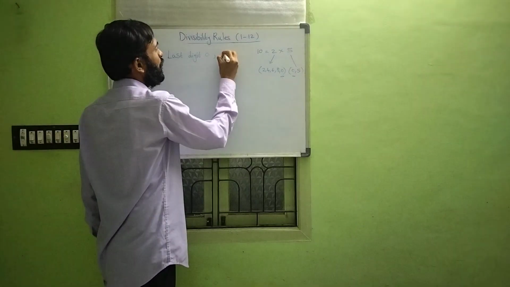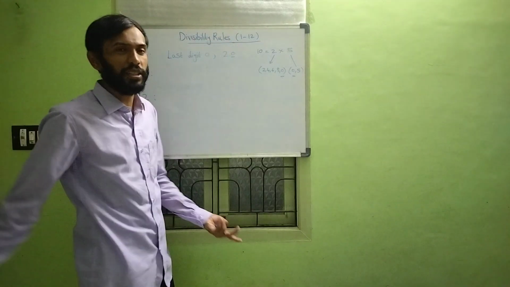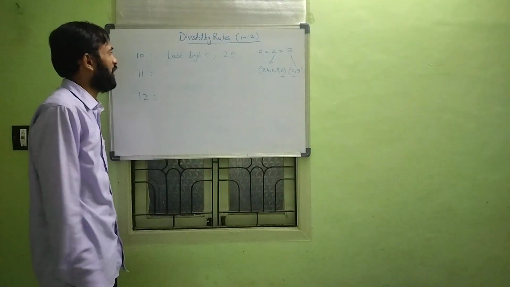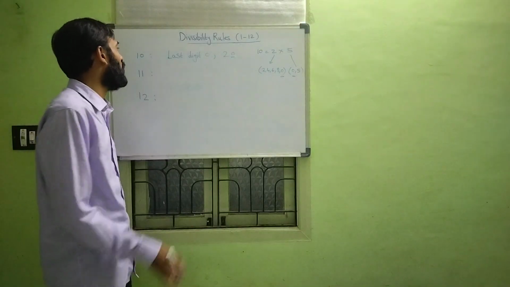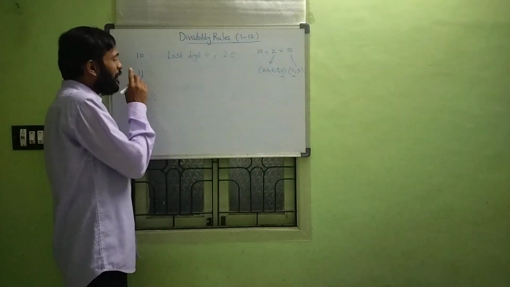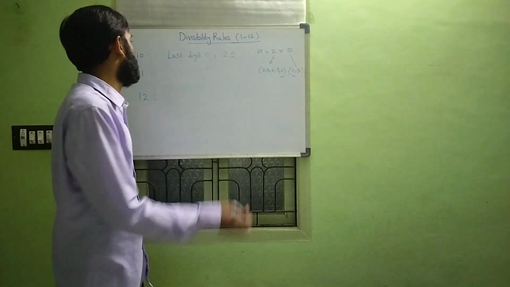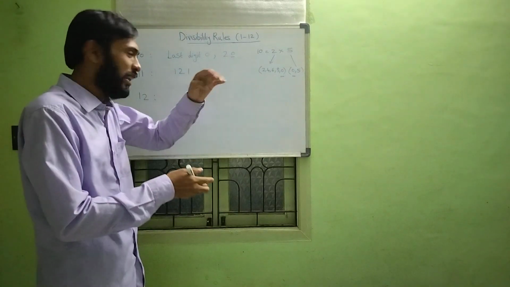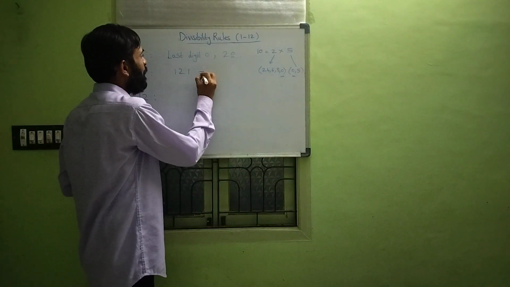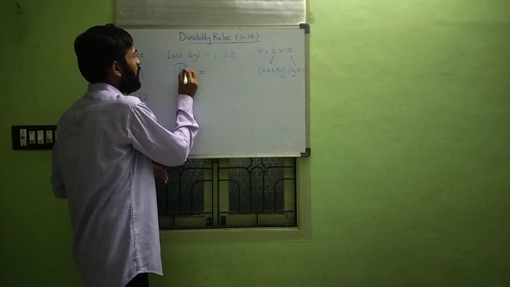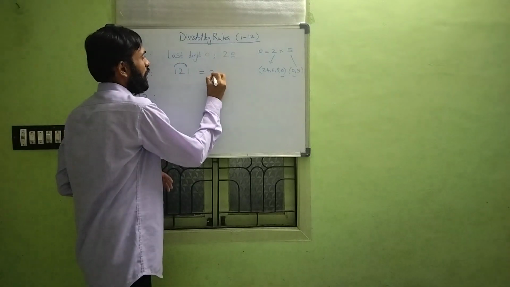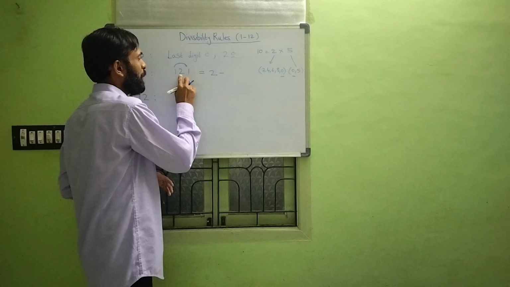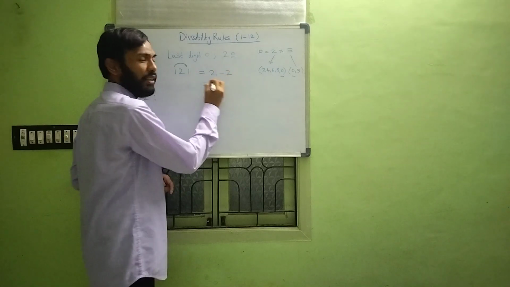For example, 20, last digit 0. It is divisible by 10. It's very simple. So I will move to the next one. Divisible by 11. Let's take the example 121. First I will give one example, then I will explain. See what I am doing. I am taking these two digits, first and last. Sum is 2 and subtract the 2, we get 0.